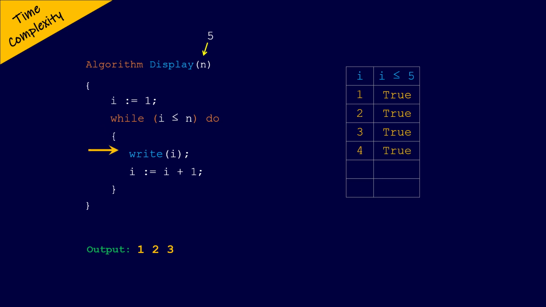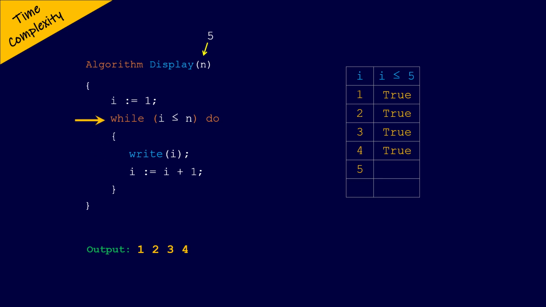Therefore, the statements within the while loop will execute, that is the write statement that will output the current value of I, which is 4. Then we have the statement I assigned the value I plus 1. The current value of I is 4, and now after it is incremented, the value of I will be 5. So we will write the current value of I, that is 5, in the table.